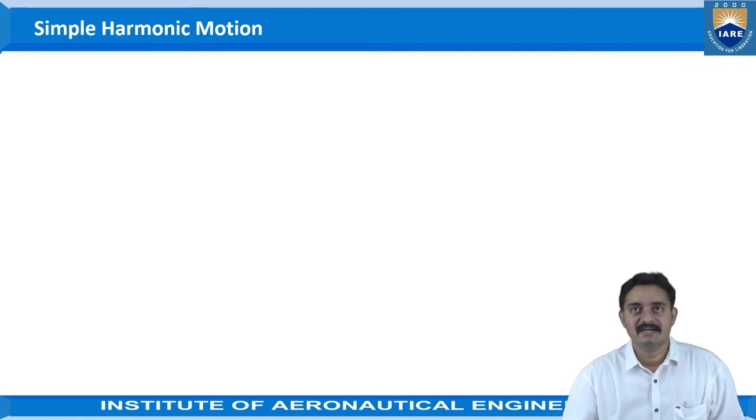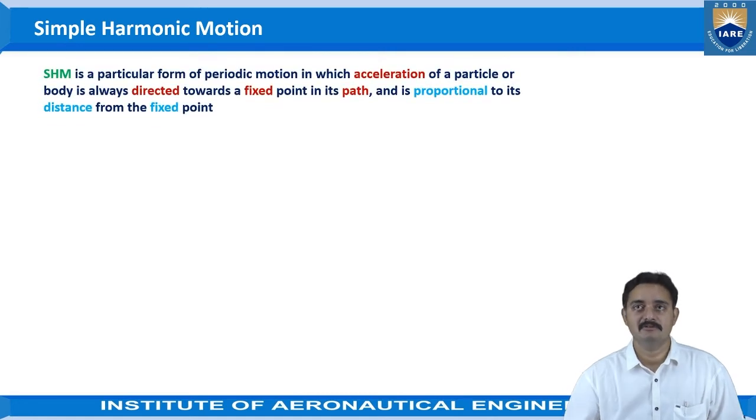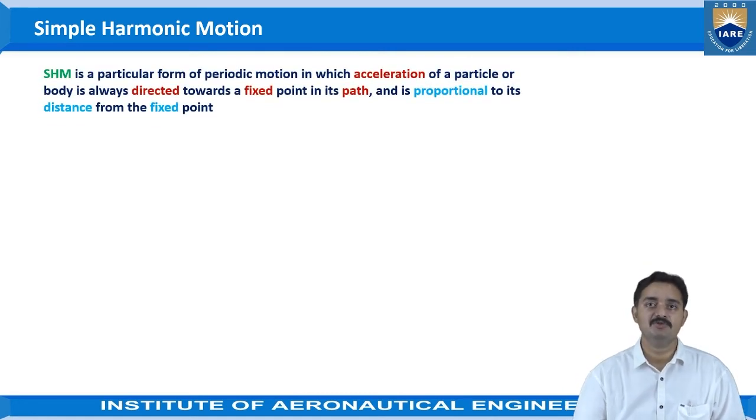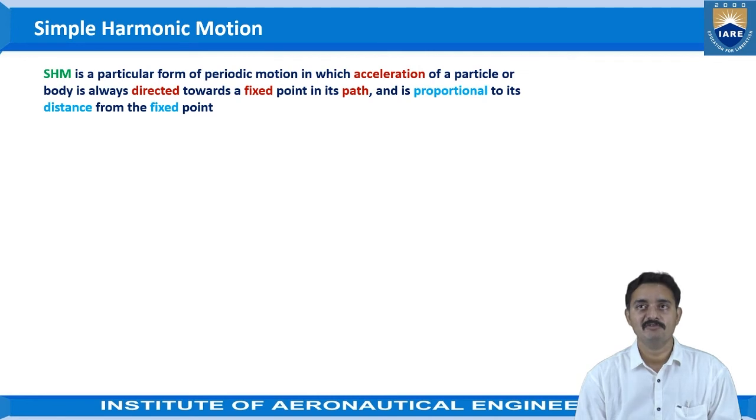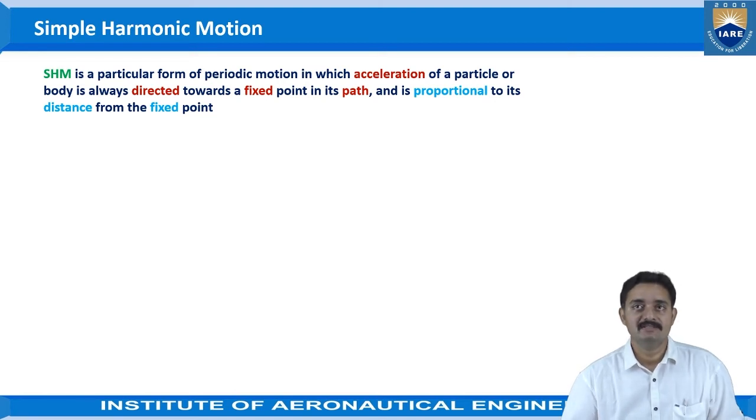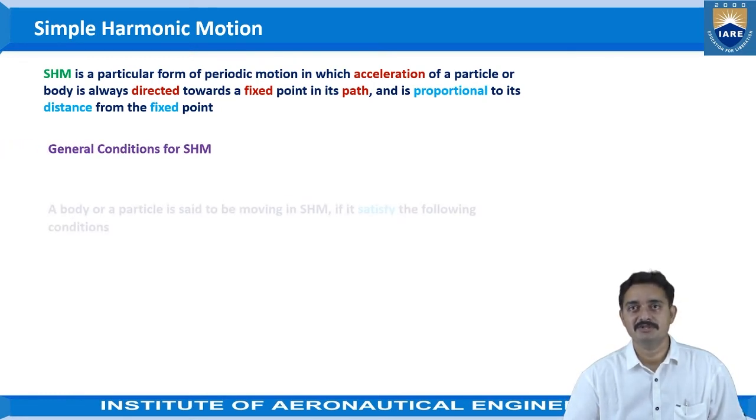Now let us understand about the simple harmonic motion. This is a special case of vibration where the simple harmonic motion is a particular form of periodic motion in which the acceleration of a particle or body is always directed towards a fixed point in its path and is proportional to its distance from the fixed point. Right? This is the definition of the simple harmonic motion.